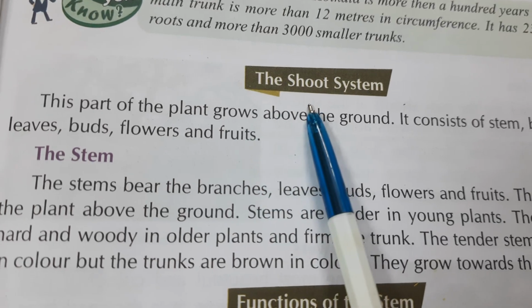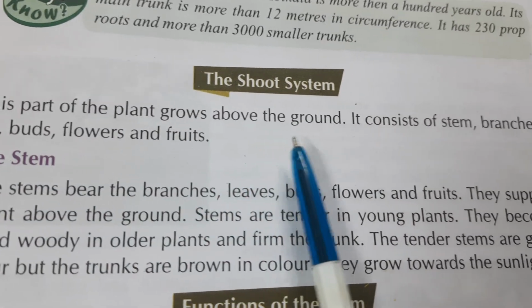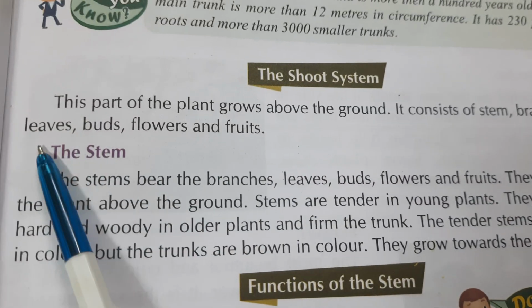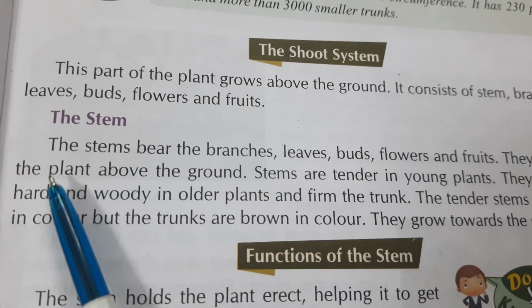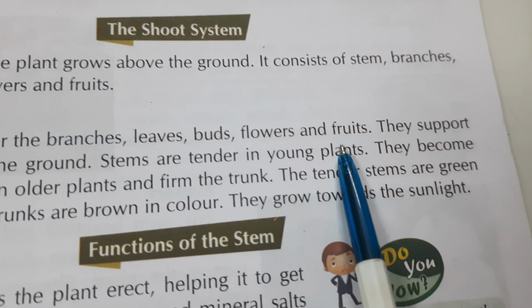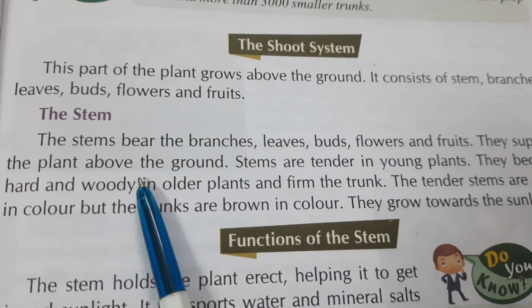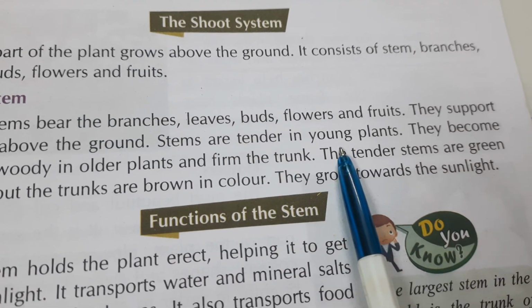Now the shoot system. This part of the plant grows above the ground. It consists of the branches, leaves, buds, flowers and fruits. Now the stem. The stem bears the branches, leaves, buds, flowers and fruits. They support the plant above the ground. Stems are tender in young plants.